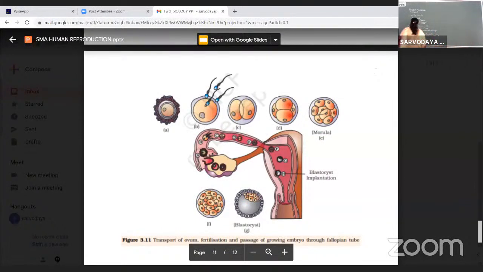Third one, it is also going to help in transport, or you can say exchange, of all substances between the mother and the embryo. Anything and everything is going to be exchanged between the mother and the embryo through the placenta. And lastly, most important, placenta is endocrine in function.